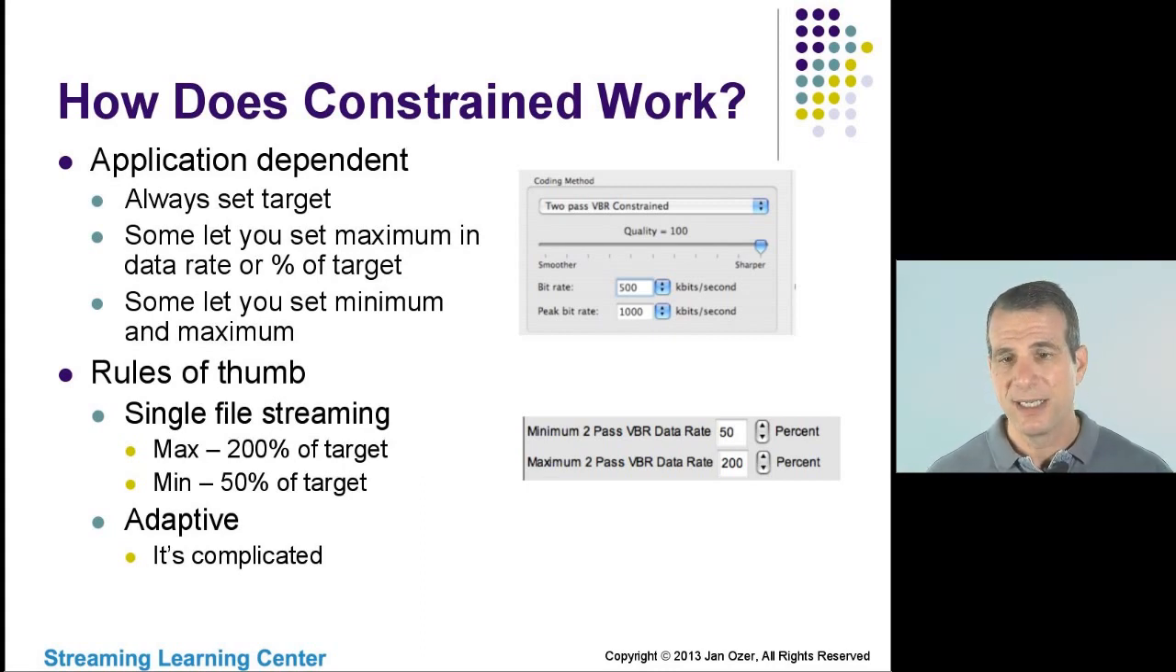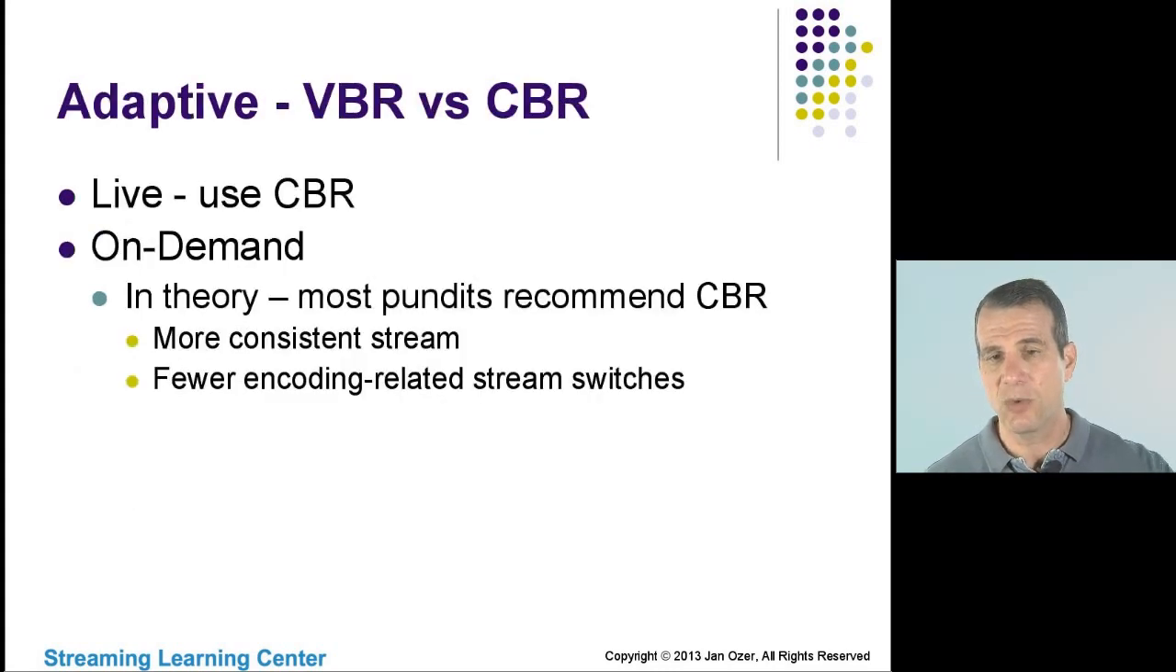On the bottom right, you've got Sorensen Squeeze, and for this particular codec, it gives you the ability to set both the maximum and the minimum, both expressed as percentages of the target bitrate. So, what's my rule of thumb? Typically when I'm encoding for single file streaming, I will use 200% of target as my maximum constraint, 50% of my target for minimum, if that's available. And for adaptive streaming, as the slide suggests, it's just complicated. And let's explore why.